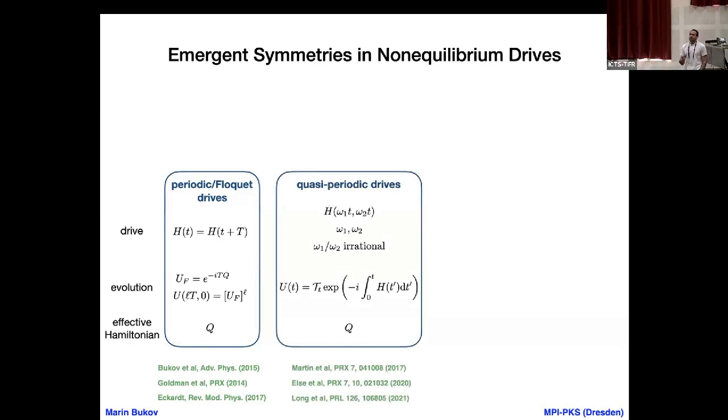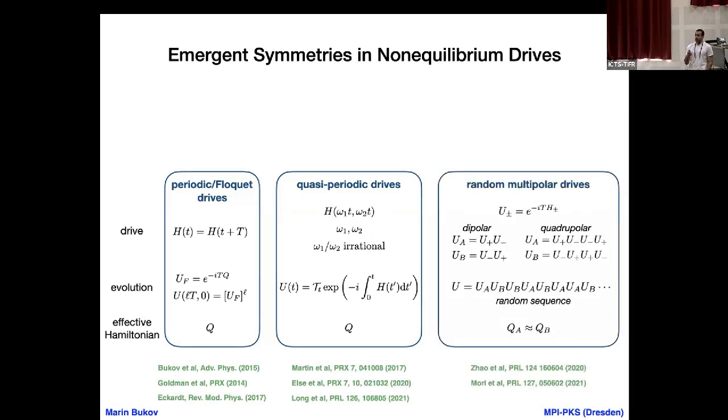But you can also go a little bit further, and you can relax the periodicity constraint. So you can consider quasi-periodic drives. In that case, the Hamiltonian is a function of two frequencies, omega-1 and omega-2. And the important thing is that the ratio of the two frequencies is an irrational number. And so in this case, the dynamics of the system is slightly more complicated than the periodic one, but nevertheless, we still have an effective Hamiltonian, which in this case can be defined with the help of a frequency lattice.